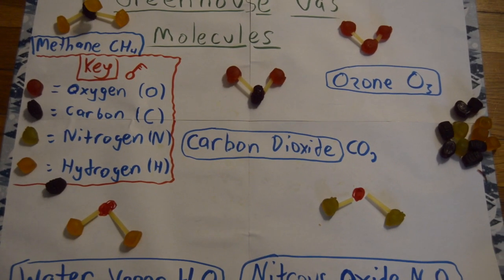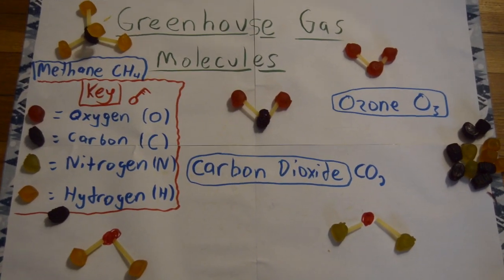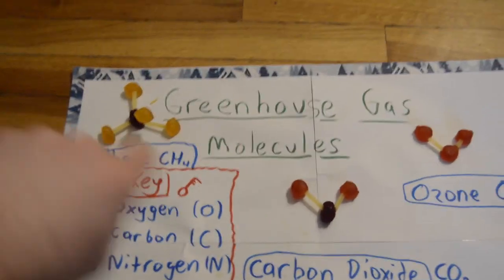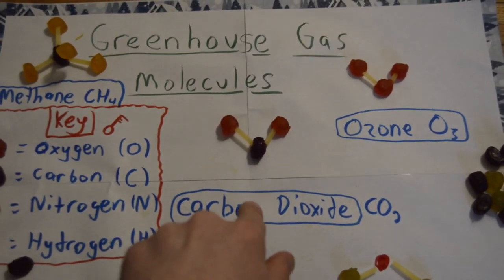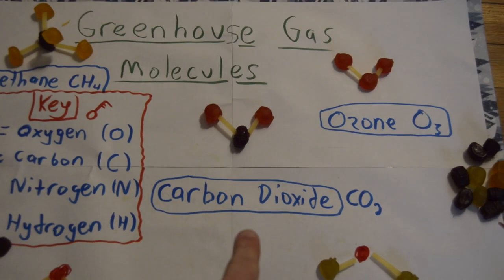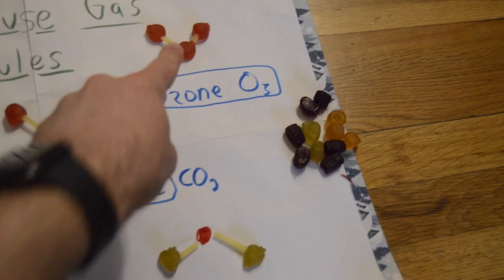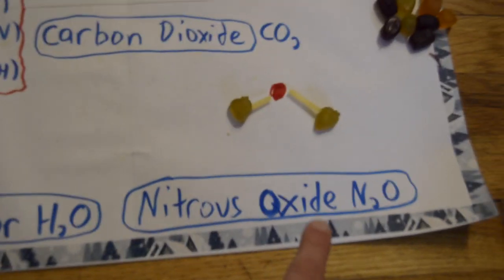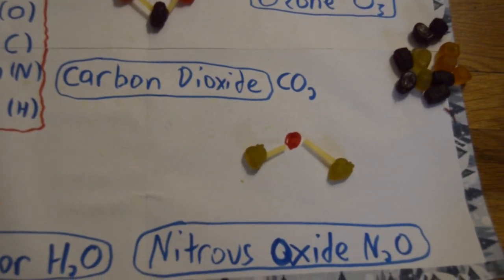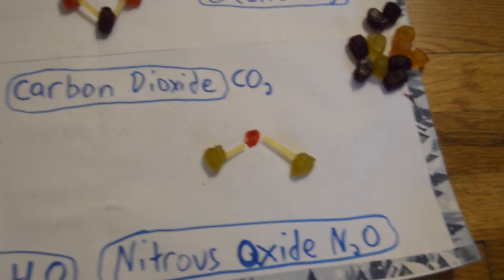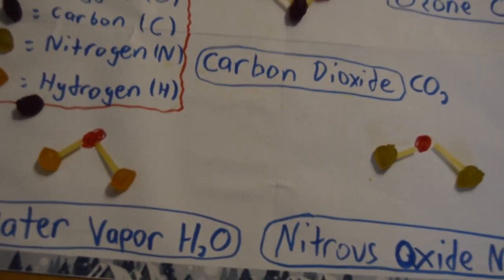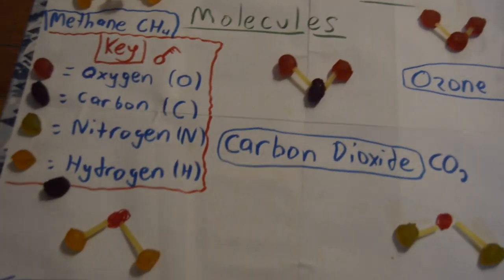When you're all done, your finished product should look something like this. Each structure made with a label either above or below it. I chose to put my labels below. So this is ozone, carbon dioxide, methane, which is falling apart, water vapor, and nitrous oxide. If you notice, I didn't have enough of the fruit snacks for all of the oxygen, so I just drew a little representation in there with a marker. You can do that.